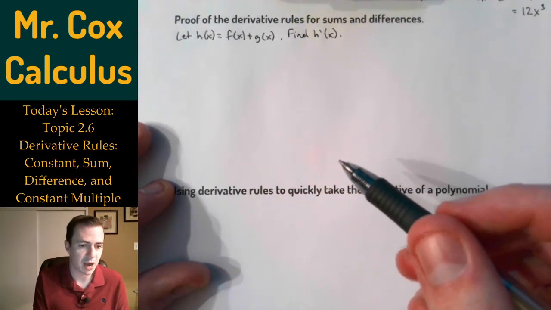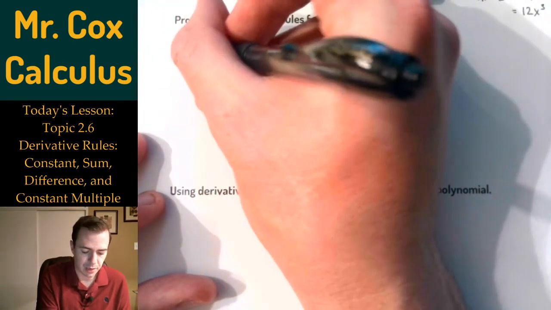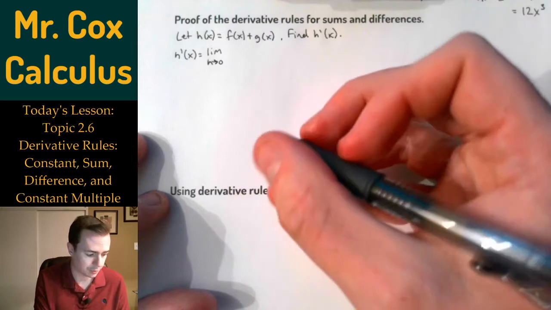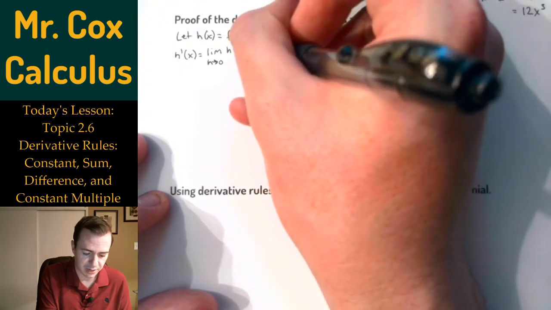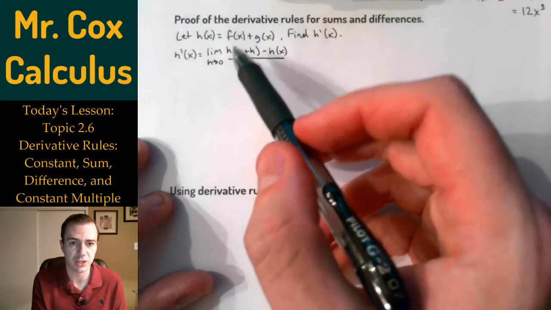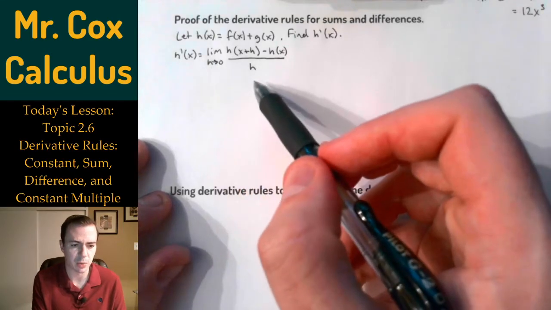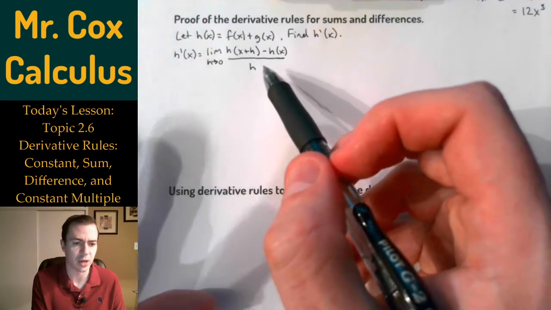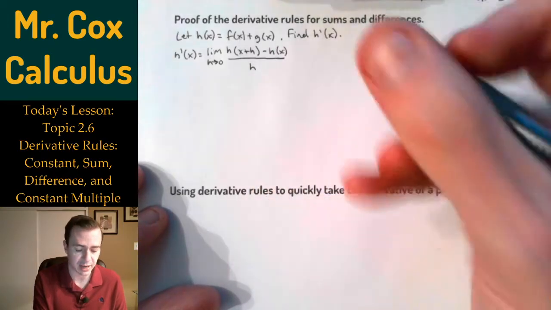Well, using my limit definition of the derivative, h prime of x is equal to the limit as h approaches 0 of h of x plus h minus h of x, all over h. A note on notation: this is the function h in the numerator, and then it's the value h that we've been using to represent our change in x in the denominator. So they're not the same h's. And h of x plus h means plug x plus h into the x's here.